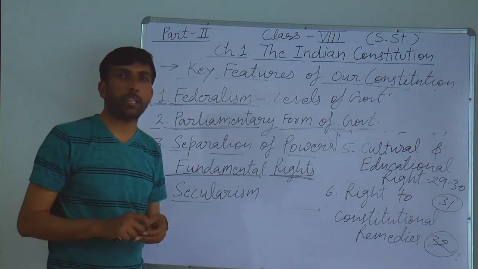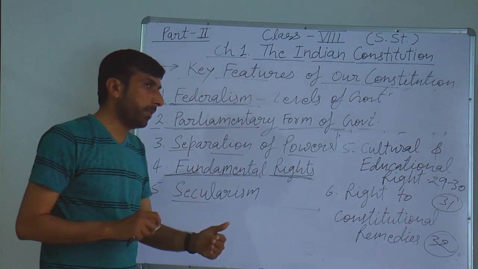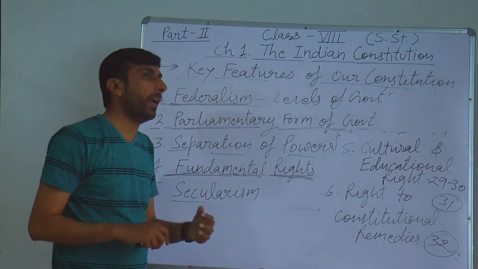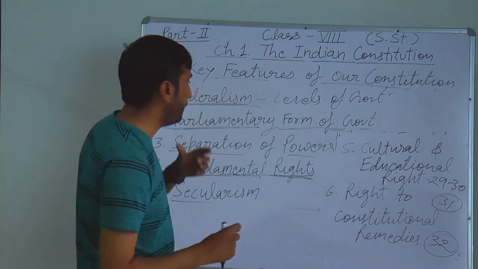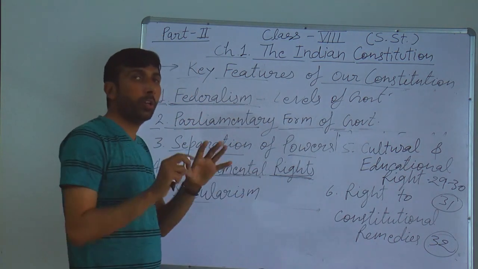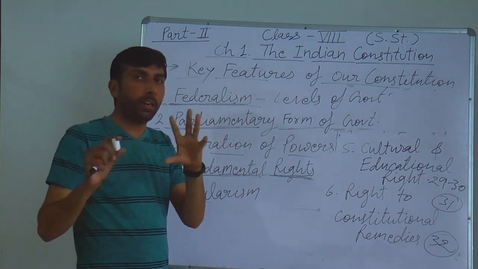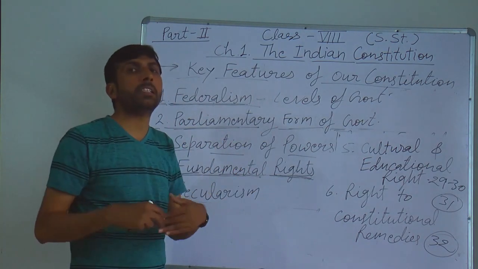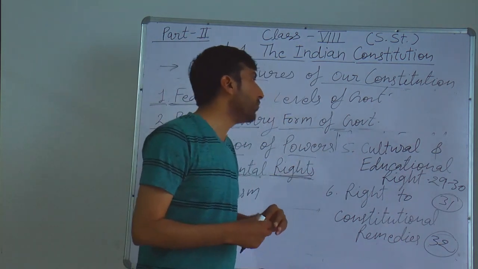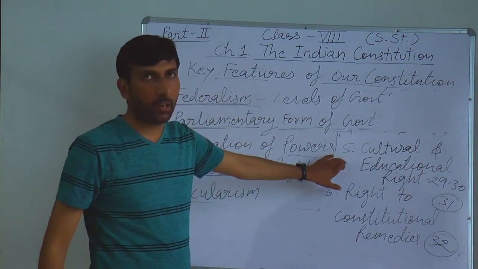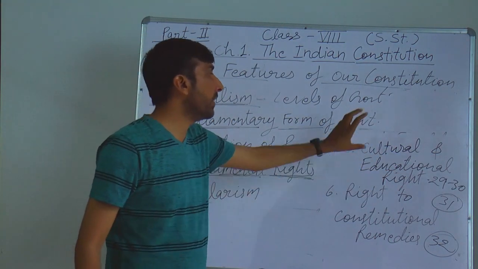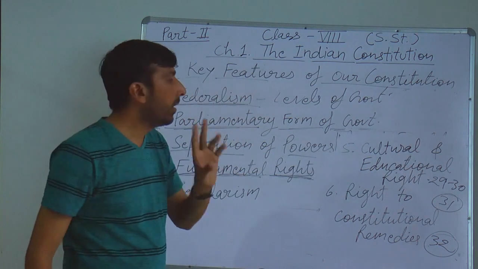Third was right against exploitation. It abolishes human trafficking, child labor, and beggar practice. Right to freedom of religion means all the people are free to adopt any religion, and all the religions should be considered equal in India. Fifth was cultural and educational rights. According to Article 29 and 30, minority people will protect their culture and their educational rights.